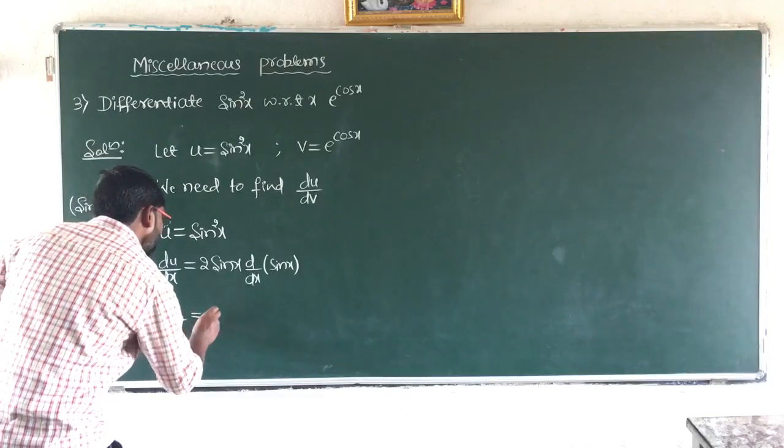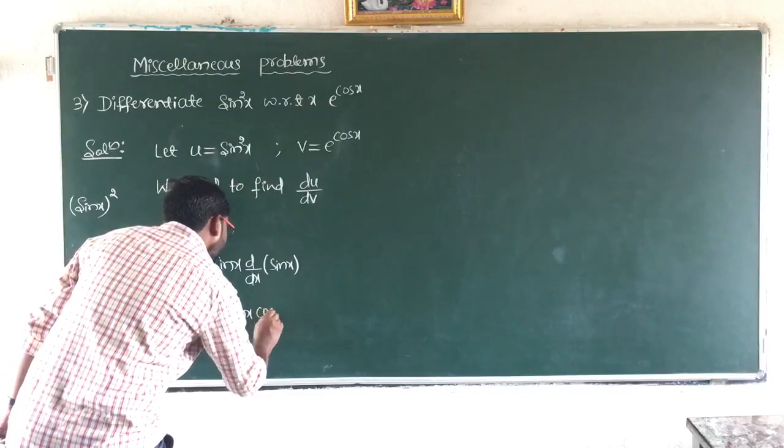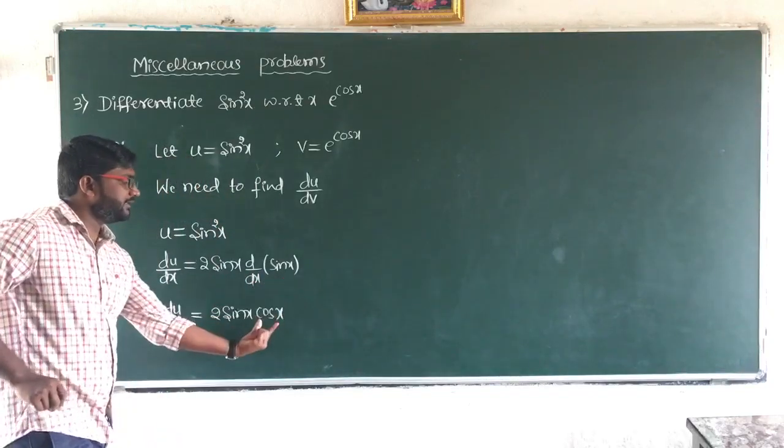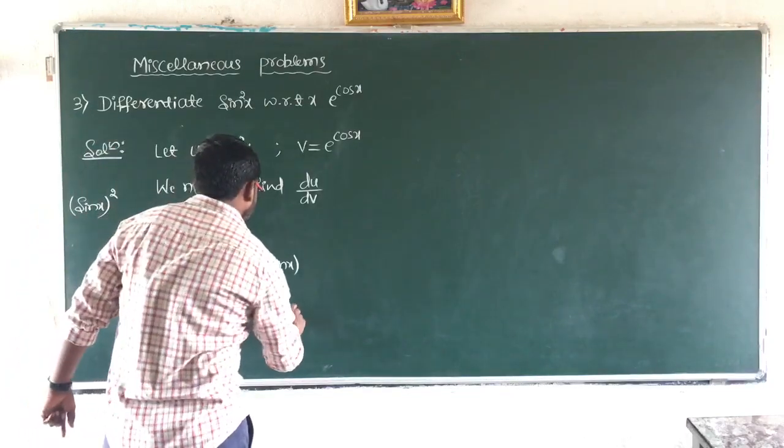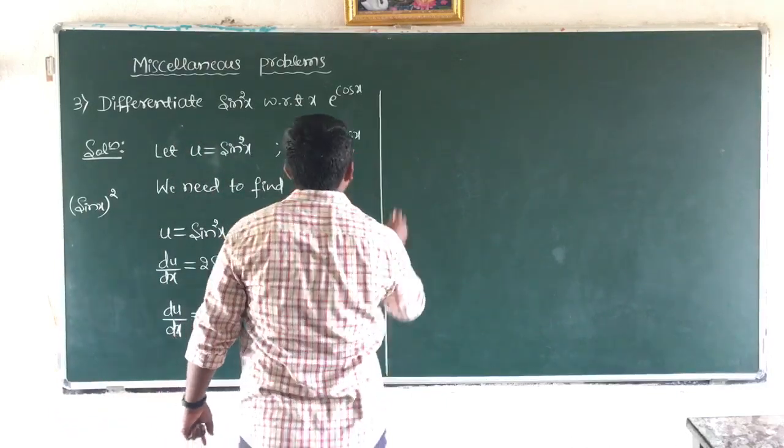So now du by dx is equal to 2 sin x into cos x. Derivative of sin x will be cos x. So now I call this equation number 1. Next we have to go for dv by dx.